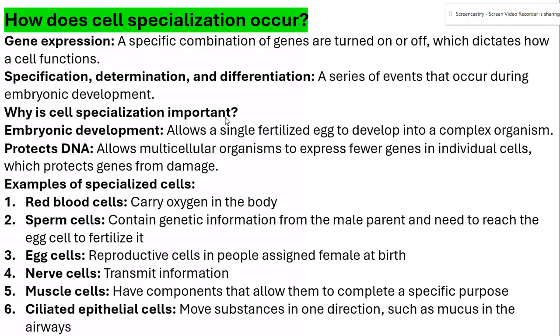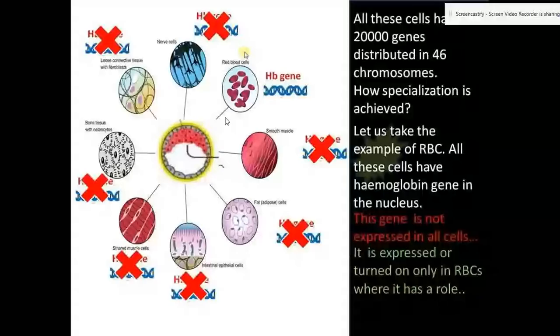Yeah, we just saw the fusion. All right, so nerve cells transmit information. Muscle cells have components that allow them to complete a specific purpose, right? Picking something up, contracting, stretching, etc. All right, ciliated epithelial cells move substances in one direction, such as mucus in the airways. So ciliated, we have cilia, yeah?